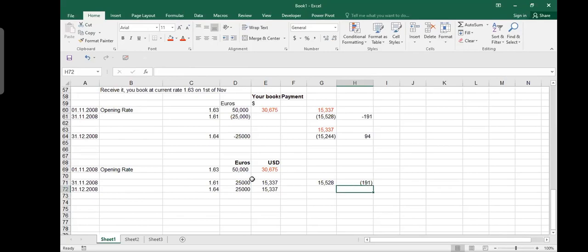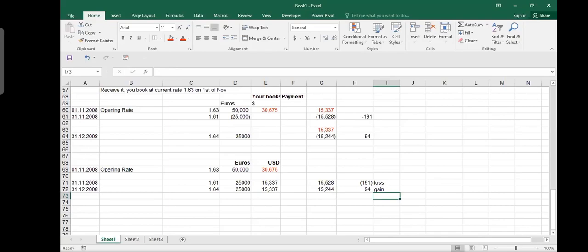Then 1 month later, you again went to the bank and you said, I want to make 25,000 euros more payment. How many USD should I give you? And the bank will say that you have to pay 15,244 USDs. You are happy this time because you thought that 25,000 euros means 15,337, but it actually came out to be 224 less. So here you get a positive number. This is your loss. This is your gain. Clear? Yes, sir. Okay. So that is all about this one.